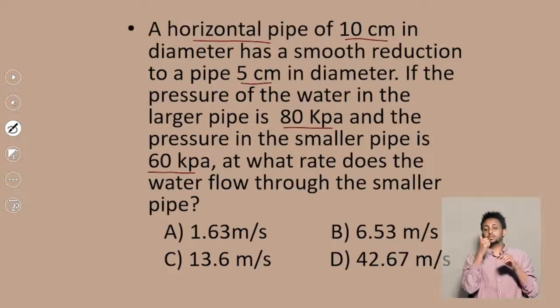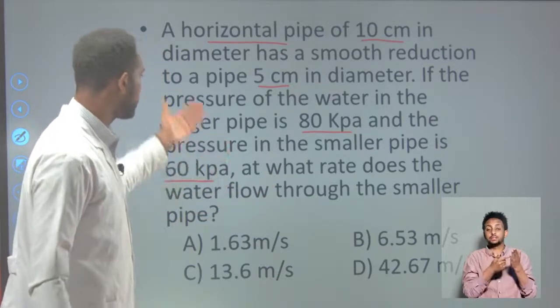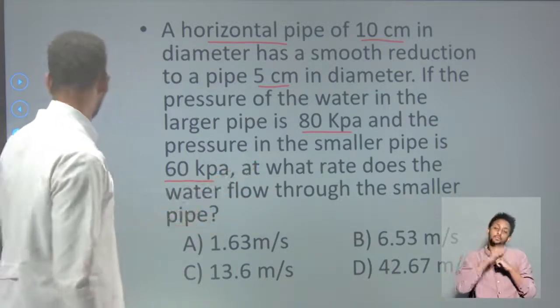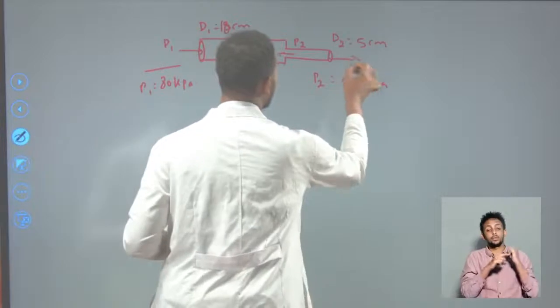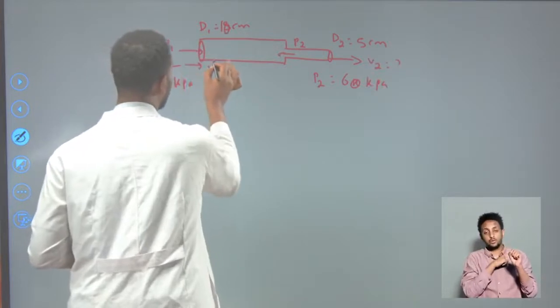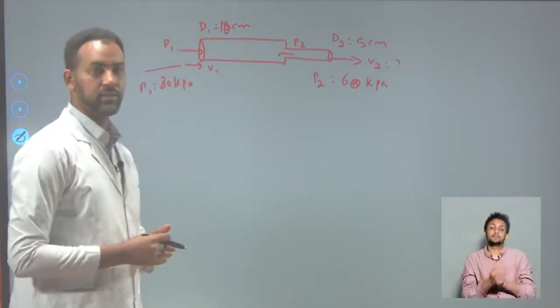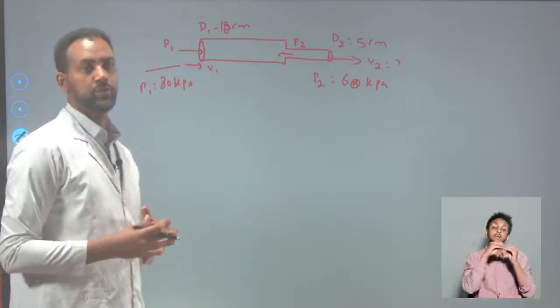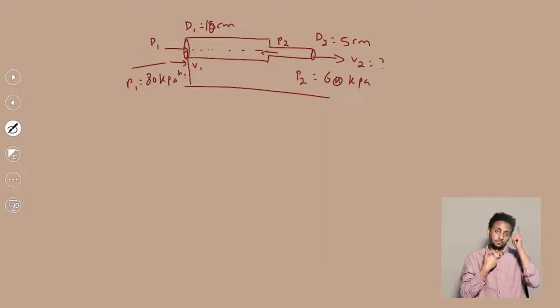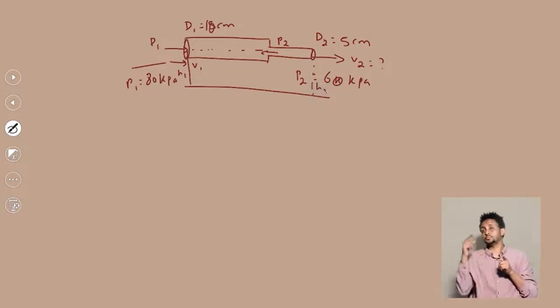The other quantity given here is the density of the fluid, which is water. At what rate does the water flow through the smaller pipe? This is the question. We can call it V2. Here you have the water flowing at a rate of V1. So how do we determine the speed V2? We can apply the concept of Bernoulli's principle. Let's say it is found at elevation H1 here, as well as at elevation H2. Since it's a horizontal pipe, the elevations H1 and H2 remain constant.